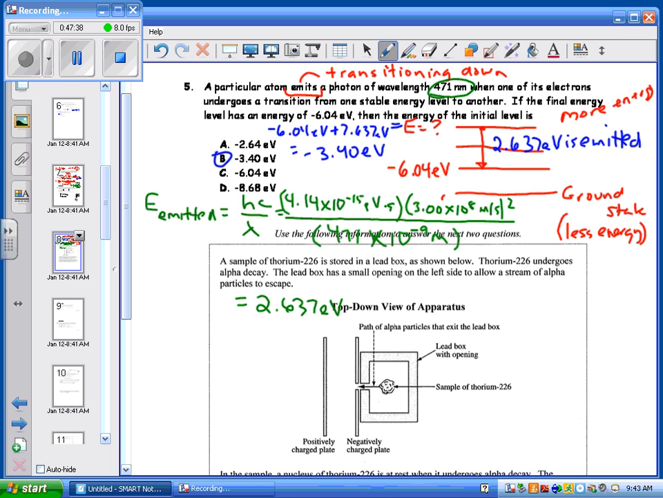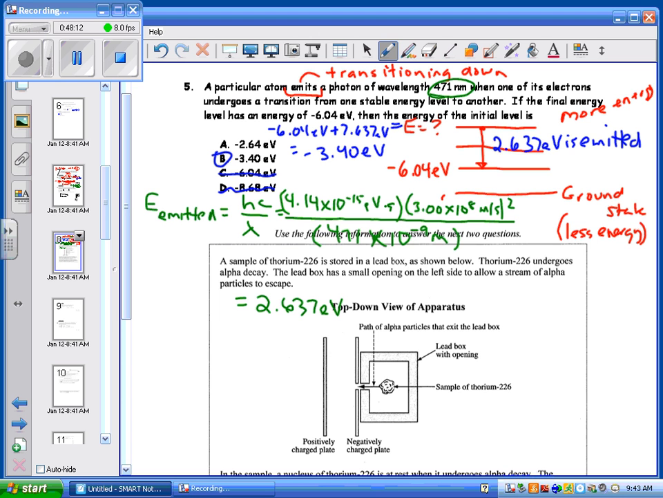Now, you should be able to eliminate D, because if you know that it's transitioning down, then the initial energy, where it started, can't be smaller than where it ended. And where it started can't be the same as where it ended. So it's got to be one of those two. And notice that this one here is just finding the energy emitted and not doing the second calculation. That's where that answer came from.